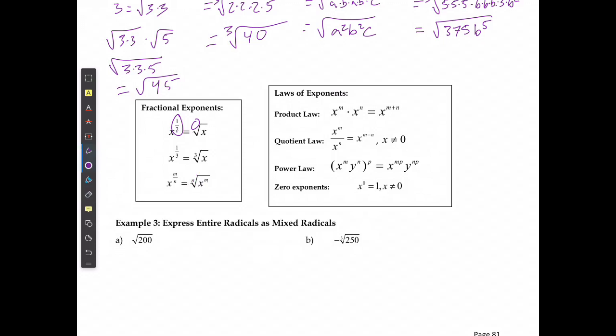We also know that if I multiply two powers with the same base, I'm going to add the exponents. If I divide them, I'm going to subtract. If I do a power law, so a power and then a bracket to another power, I'm going to multiply it. And anytime that I have a power of 0, it's always going to be 1, so long as the base is not also 0.